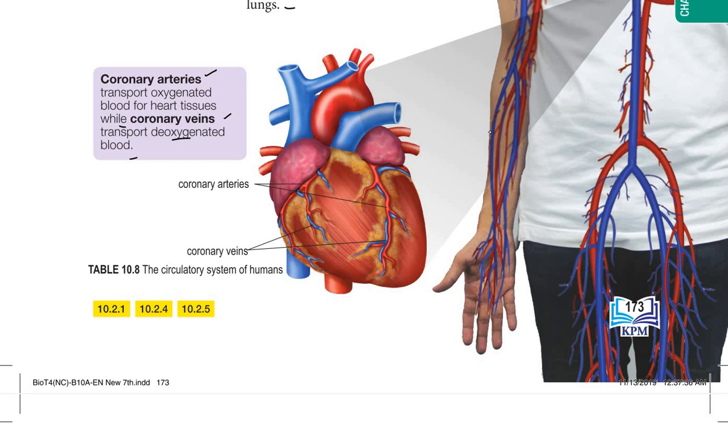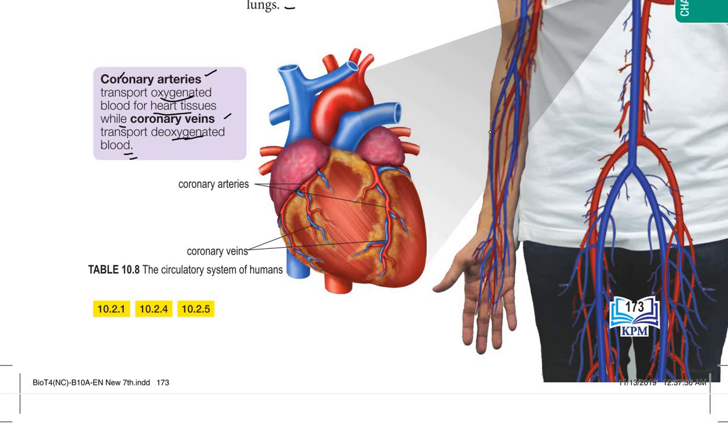The red one is the coronary arteries, which transport oxygenated blood for heart tissues. Coronary veins transport deoxygenated blood. This is special for the heart only, because the heart has to pump, so it needs a lot of energy. So it has its own blood vessels that can carry oxygen. Coronary usually refers to the heart.